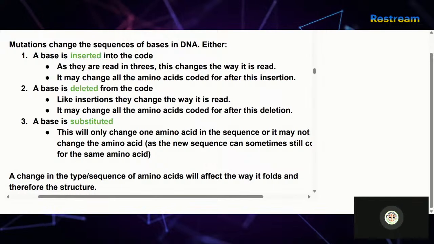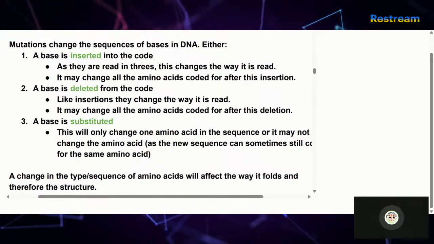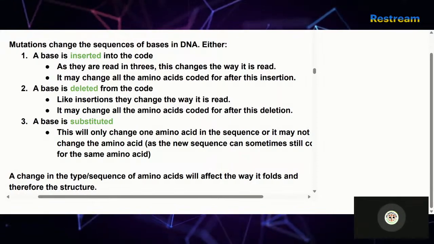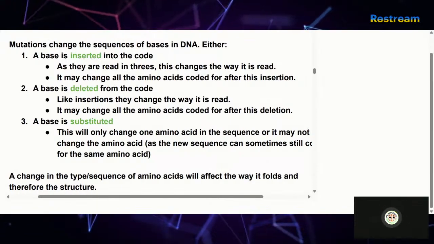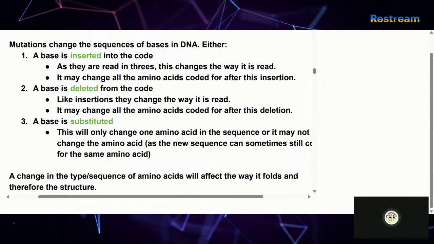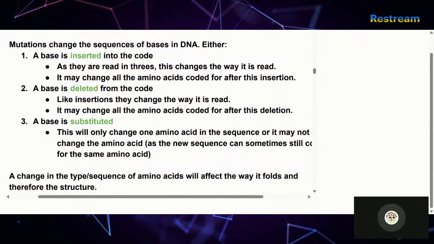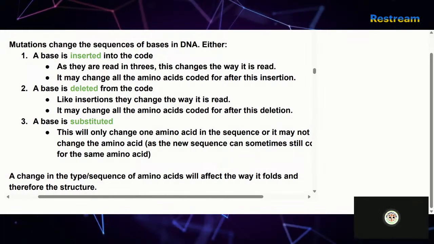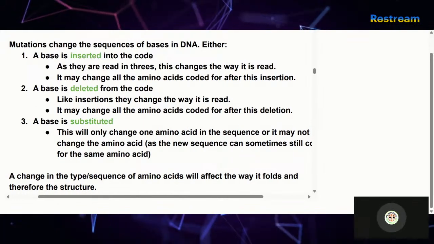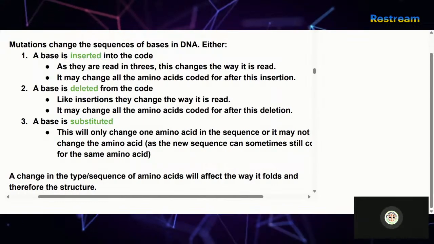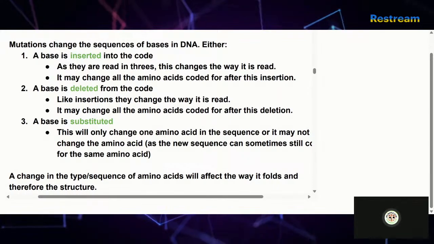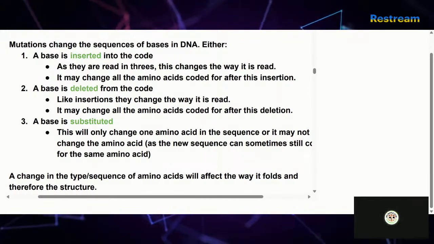So, insertions. Insertions are when a new base is inserted into the DNA sequence that shouldn't be. Now, remember, every 3 bases in a DNA base sequence codes for an amino acid. So an insertion means that every amino acid after that will have a knock-on effect because they'll be read in the wrong triplet. Deletion is when one is deleted. Like insertions, it can have a knock-on effect. However, substitution is when a base is just swapped or changed to a different base, and this might not have a massive effect.